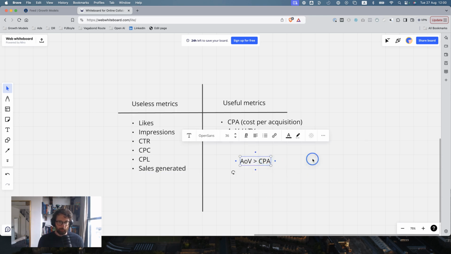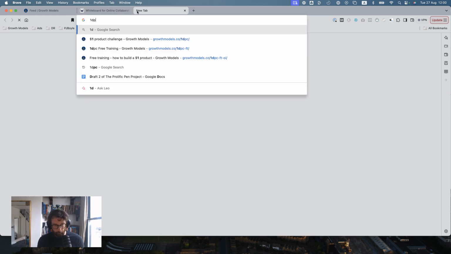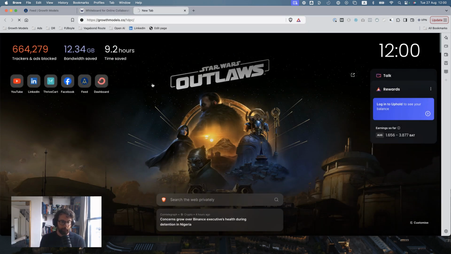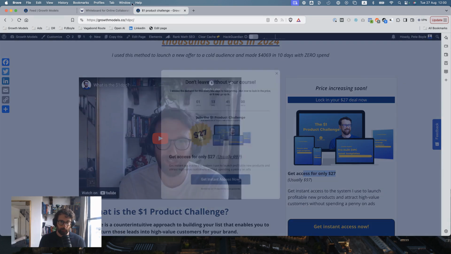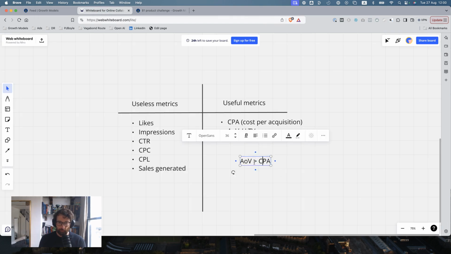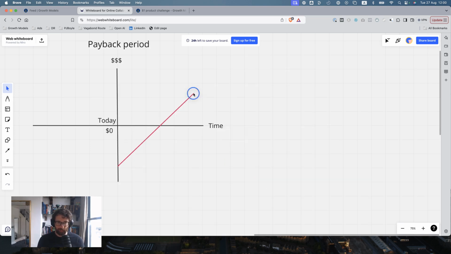What do I mean by this? I have the $1 product challenge as one of my front end offers. This is $27, right? With upsells and everything, the average order value for this is about $80. $80 is more than what I pay to get one customer, which is about $30. So I'm making $50 profit here, which basically means I've hit that break-even point and I'm up into profit, and it happens quite quickly. My graph for this front end looks like this.